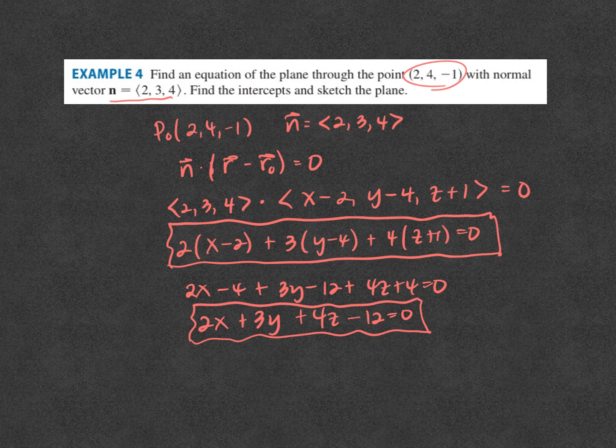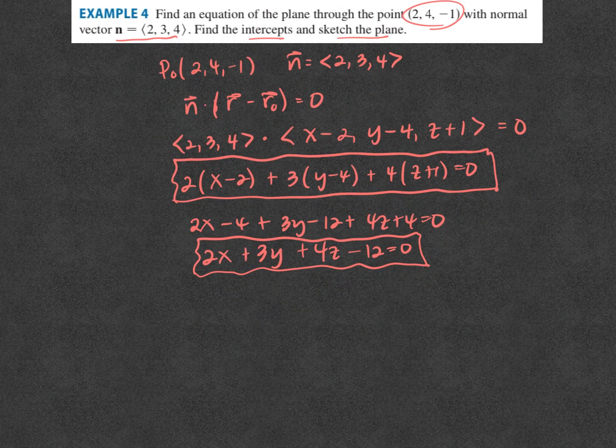Now think about your intercepts. Part B says find the intercepts and sketch the plane. To find intercepts, we let the other variables be 0. To find the x-intercept, we're going to let y and z be 0, so we say 2x equals 12, so x equals 6. To find the y-intercept, we're going to let the other two be 0, so 3y minus 12 equals 0, so y equals 4. To find the z-intercept, we're going to let x and y both be 0. 4z equals 12, so z equals 3. So those are our 3 intercepts.